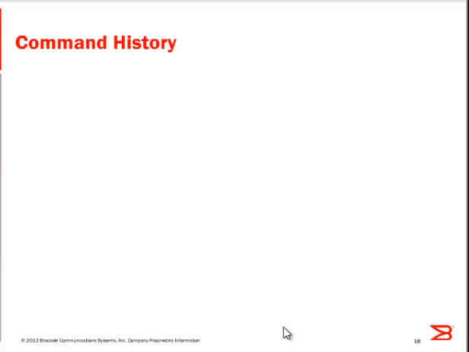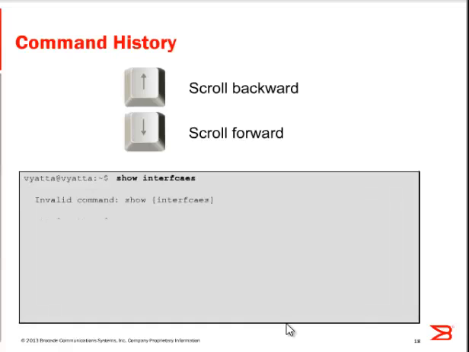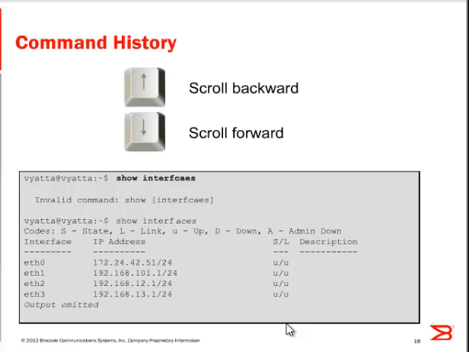Command history is another great feature that helps speed up your work in the CLI. You can use the up arrow key to scroll back through the command history and the down arrow key to scroll forward. Command history is especially useful when fixing typos or when entering many similar commands. For example, here we'll misspell the word interfaces in the show interfaces command. To fix this mistake, we simply press the up arrow to recall the previous command, erase the misspelling, then enter the correct spelling and press Enter.